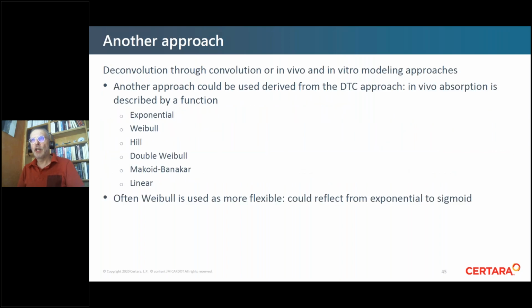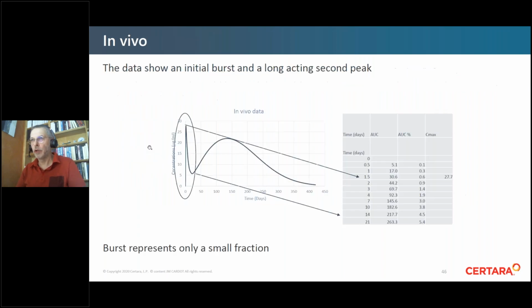But another approach is to try to make the modelization of your dissolution and absorption using the same type of equation, either the exponential, Weibull, Hill, or something like this. But what is important is to have something which can help you to modelize both dissolution and absorption curve. For example, here, we have our in vivo data. We have all the time concentrations and AUC.